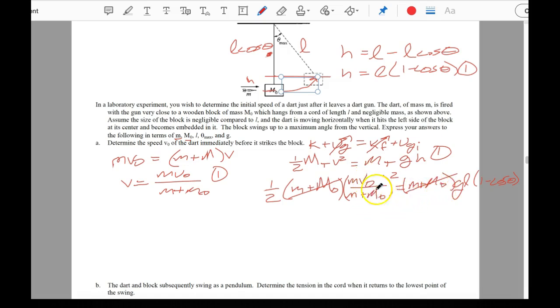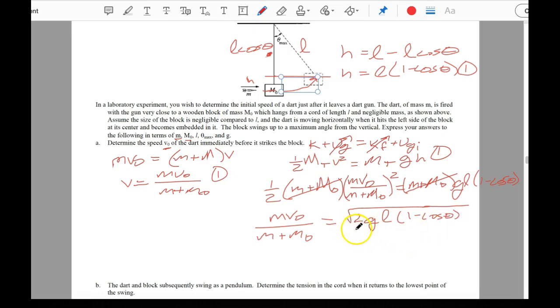Remember, let's go back to what we're looking for: the original velocity. So we've got to get this guy all by himself. To do that, we're going to say M times VO over M plus capital MO. To get rid of the square, we're going to take the square root of both sides. We're also going to multiply both sides times 2. So this is the square root of 2 times G times L times 1 minus the cosine of the angle, and all of this is under the radical.